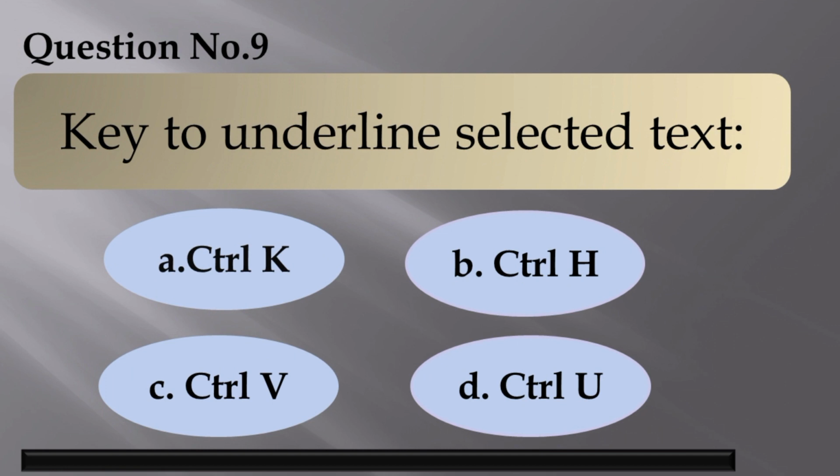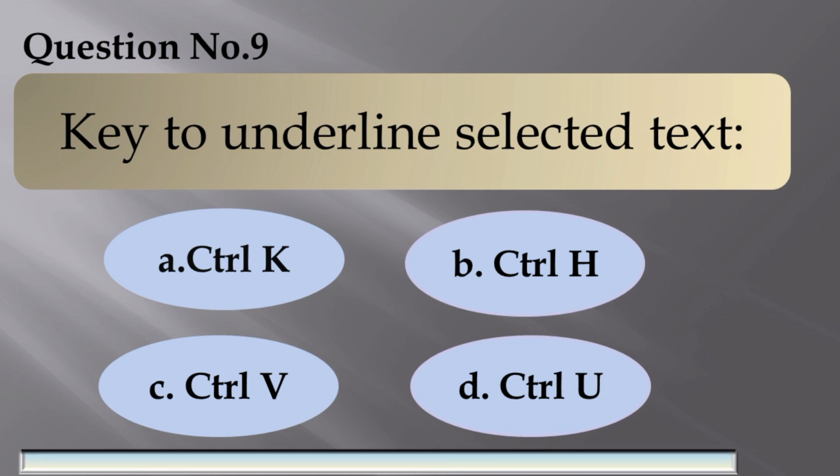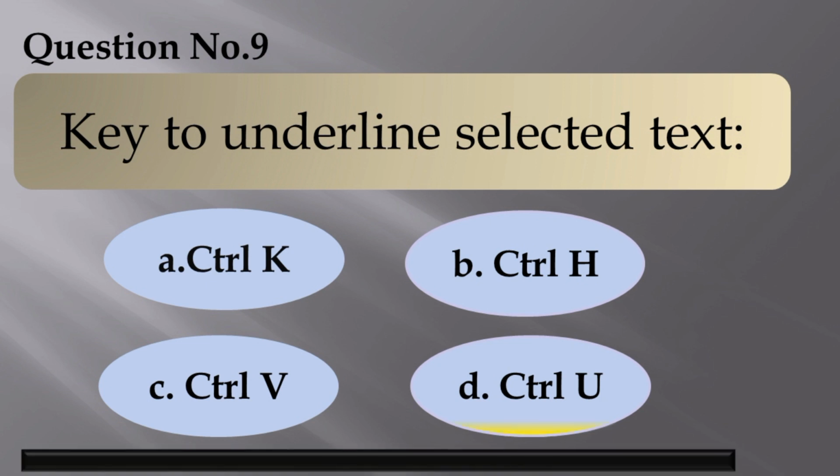Question number 9. Key to underline selected text. The right answer is option D, Control U.